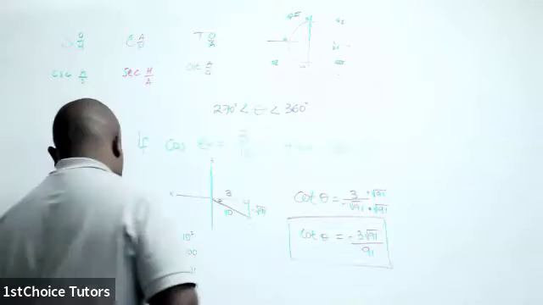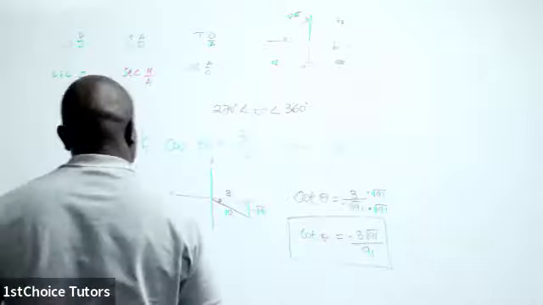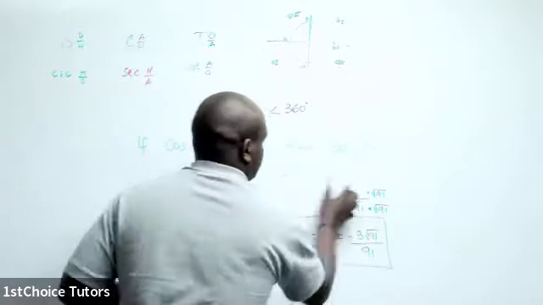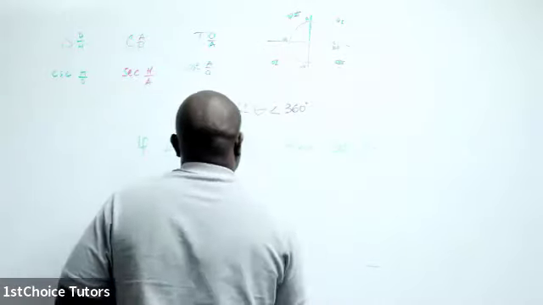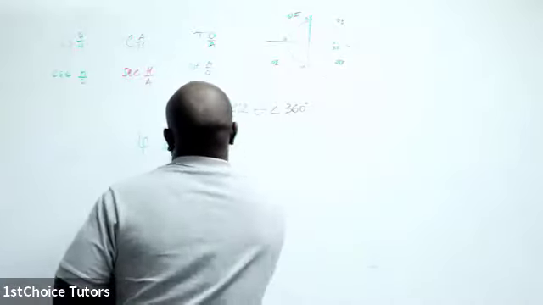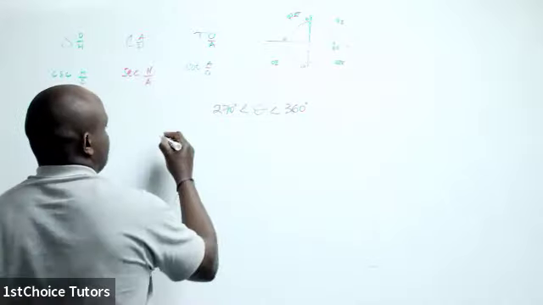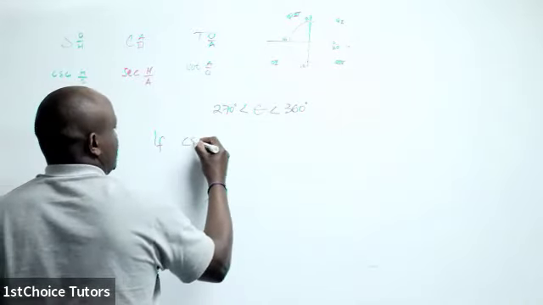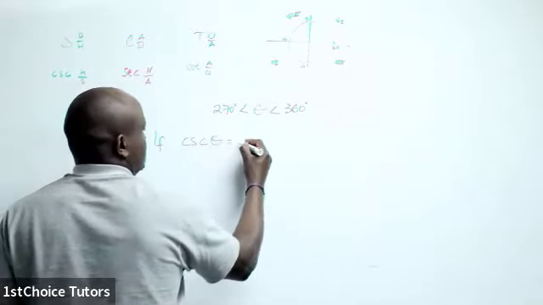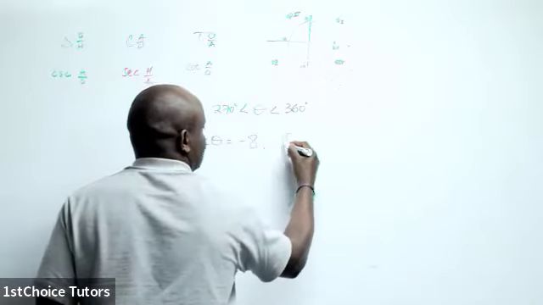Cool. So shall we try another one of those? If cosecant theta equals negative 8, find secant theta.